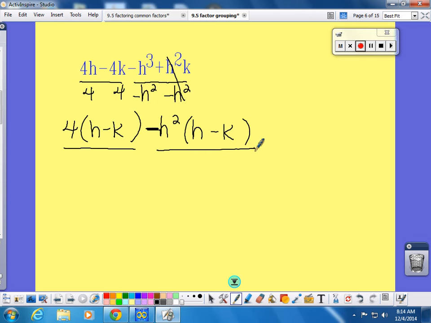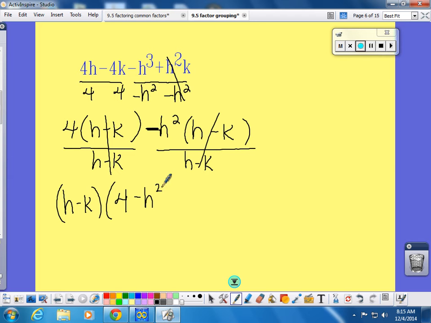All right, now, remember the first problem we did today? Look like that. What's common to both of these? H minus K. You can put that dummy variable in there. I'm going to factor out an H minus K. Or if you're able to see, wait, I got 4 of them. I've got negative H squared of them. Put them together. But if I don't, then I'm going to factor that out and I'm going to be left with a 4 and a negative H squared.